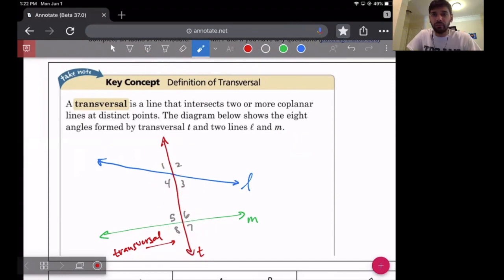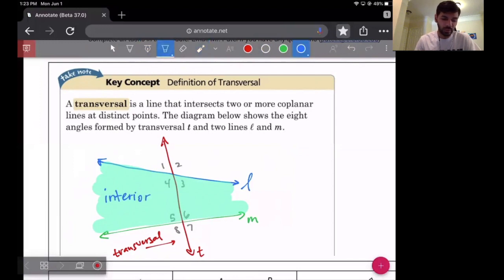Now, when we have these types of angles formed, we have what's called the interior angles and the exterior angles. So if you think about these two lines, the blue and the green one, line L and line M, anything that's between them is called an interior angle. So I'm going to shade this part in on the inside. Okay, so this color inside of here, this shaded part right here, this is what we call the interior. Okay, so that means that 3, 4, 5, and 6, those are interior angles in this situation.